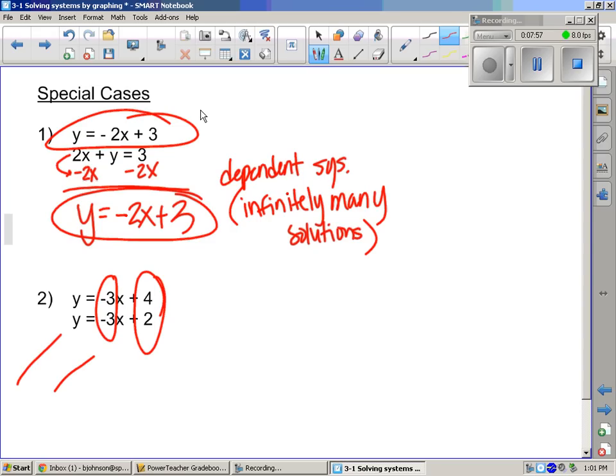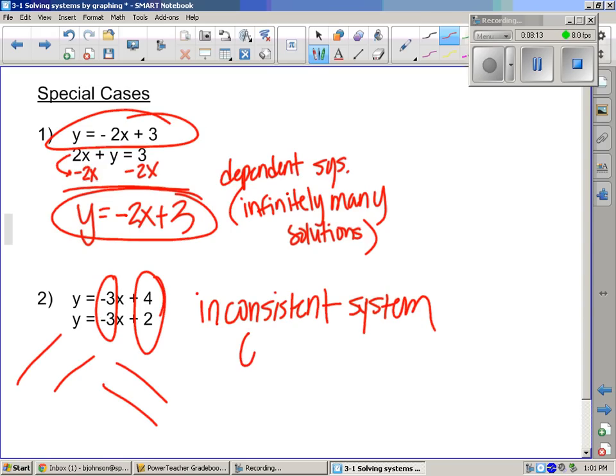So think back to that little graphic organizer that we made. These are actually going downhill because they're negative slopes. But those are inconsistent systems, and that's because they have no solution. They don't cross.